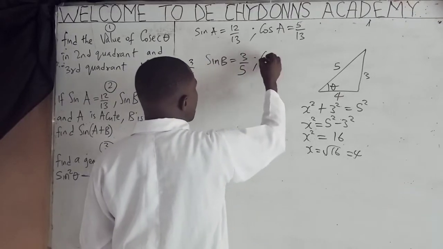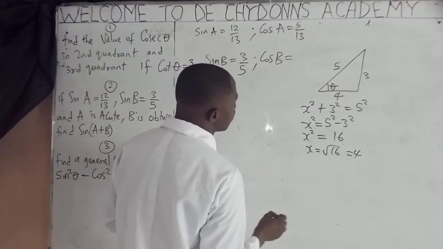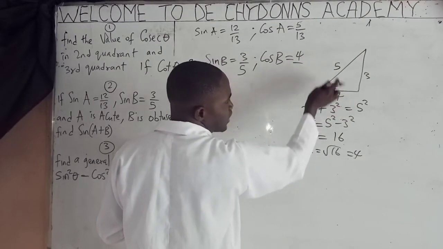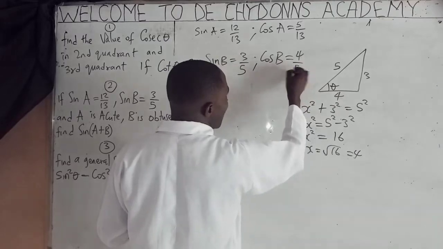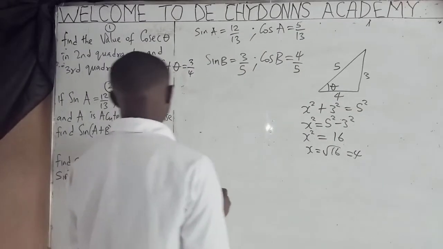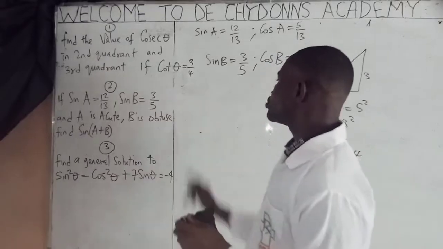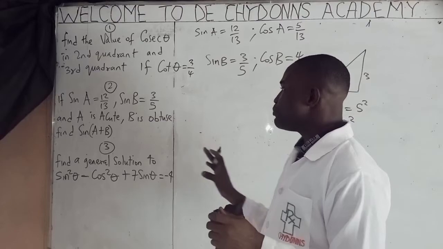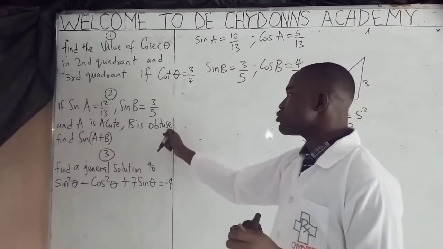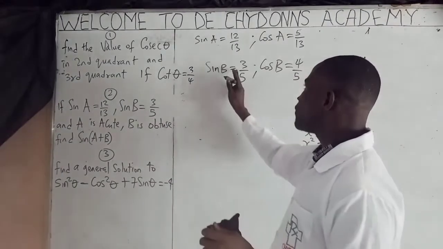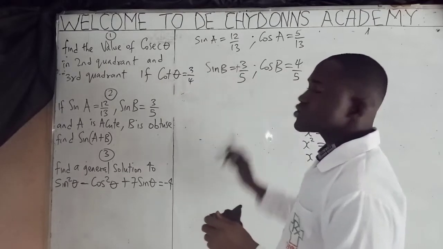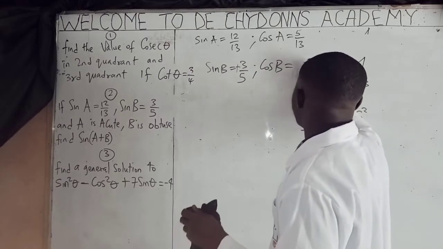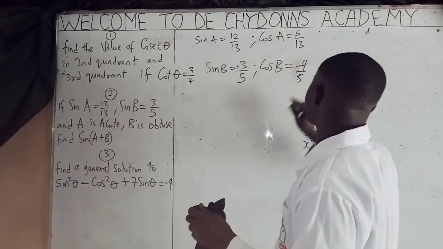What will now be my cos B? Cos B will be equal to adjacent. This is adjacent because it's joint hypotenuse to form this angle. Adjacent over hypotenuse. Then, because they say that B is obtuse. Remember, in obtuse, only sine is positive in the second quadrant. I say obtuse means second quadrant. Only sine is positive, so sine positive, cos is negative. Cos will now turn to negative. So we'll be having minus 4 over 5.